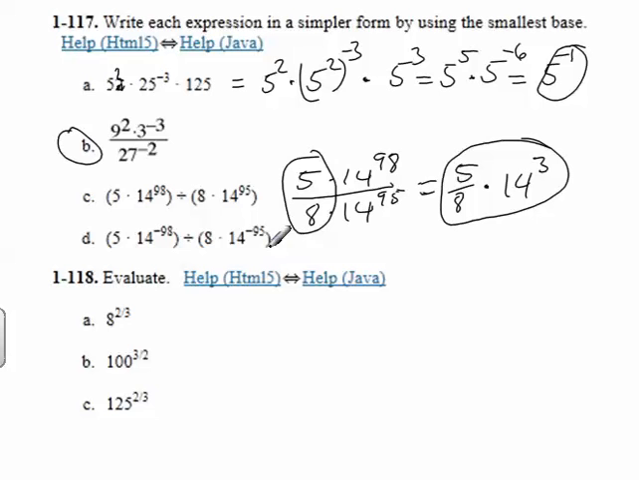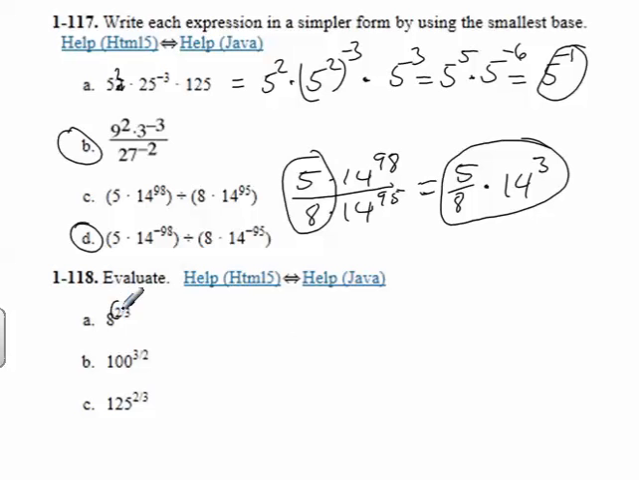Okay, so using that same strategy, I'd like you to try D. Because these have negative exponents, they're going to be reversed. So flip those over. All right, now let's take a look at 118 and give that one a try.